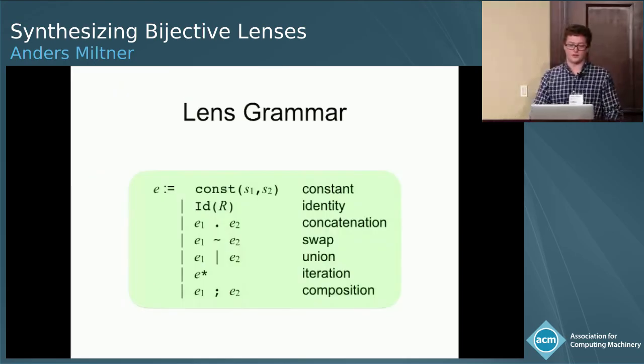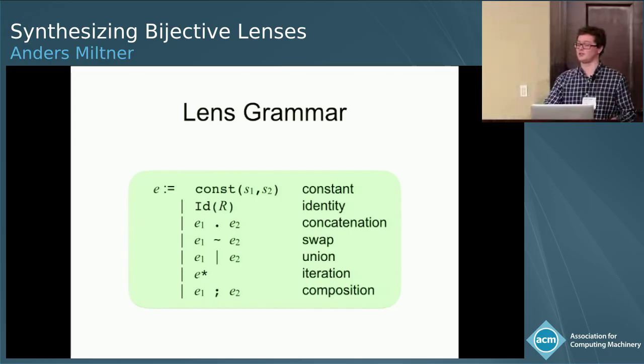So our overall lens grammar is that we have the constant lens, which operates on two strings, and the identity lens, which operates on a regular expression. We have the regular operators on lenses. One that I didn't go into is union, which performs one or another lens depending on the input string. And we also have swap, and we have sequential composition, which performs one lens's function and then the other's.